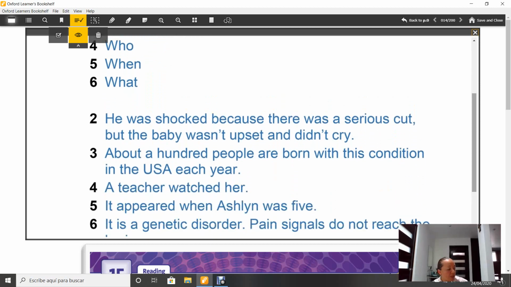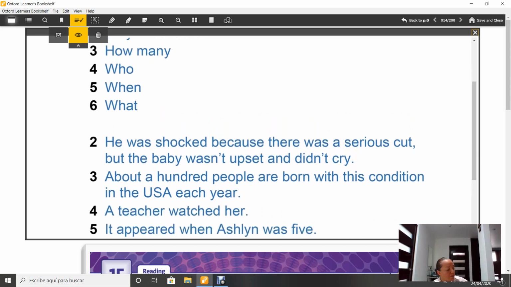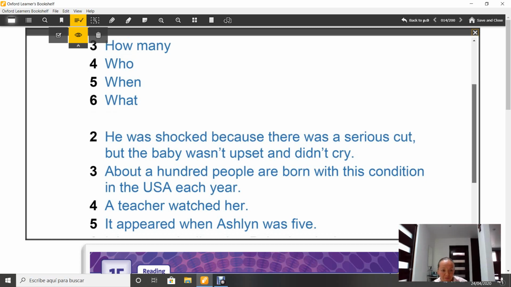Why was the doctor shocked when he saw Ashlyn's eye injury? He was shocked because there was a serious cut, but the baby wasn't upset and didn't cry. Okay? Number 3. How many people are born with this medical condition in the USA each year? About 100 people are born with this condition in the USA each year. Number 4. Who watched Ashlyn carefully in the playground at school? A teacher watched her. Number 5. When did Ashlyn's story first appear in newspapers? It appeared when Ashlyn was 5.